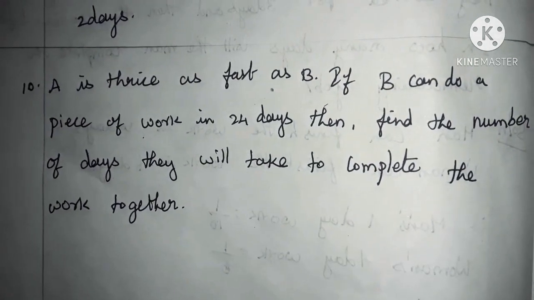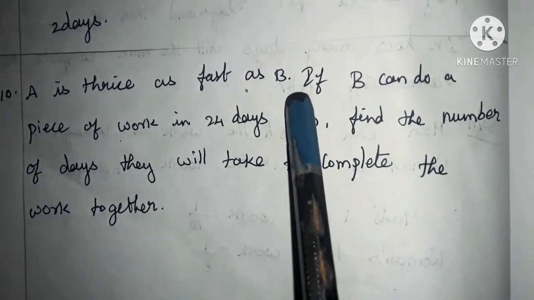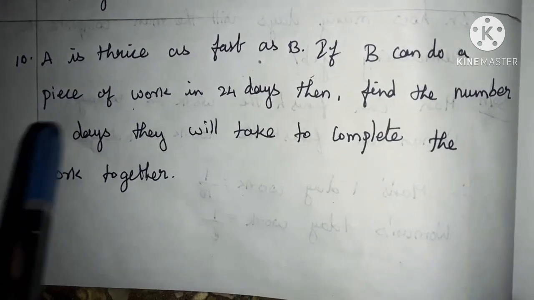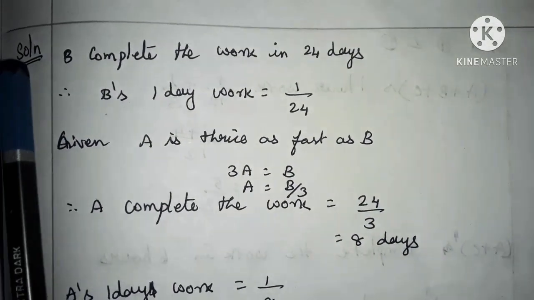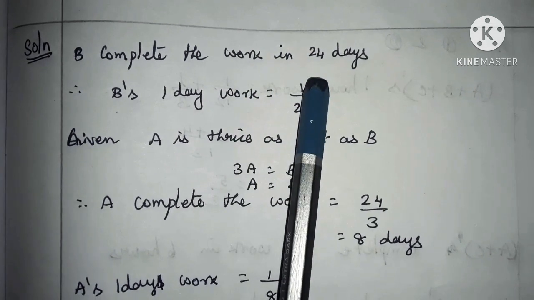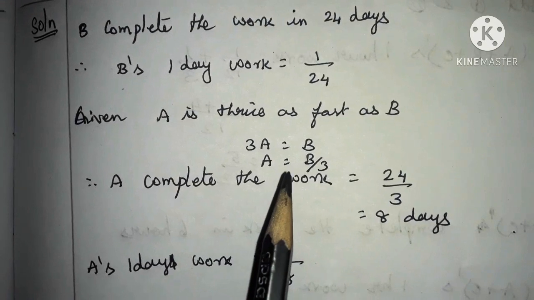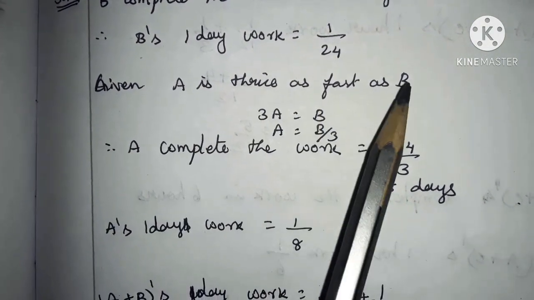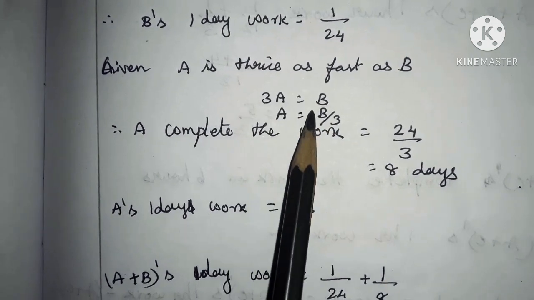10th sum. A is thrice as fast as B. If B can do a piece of work in 24 days, then find the number of days they will take to complete the work together. Given B completes the work in 24 days, therefore B's 1 day work equals 1 by 24. Given A is thrice as fast as B, that is A is equal to 3B in speed.